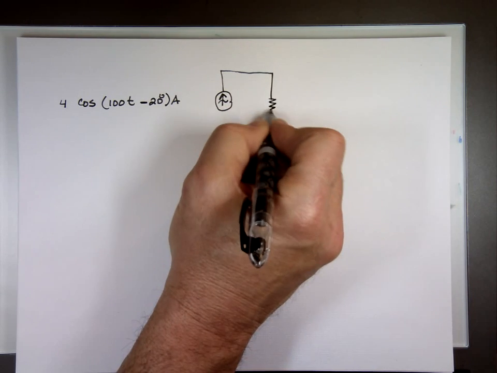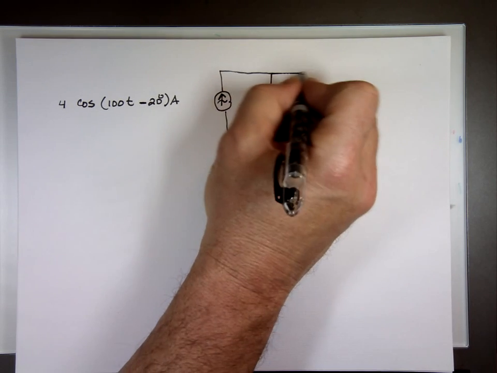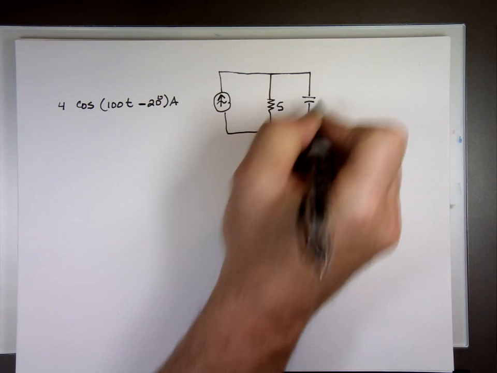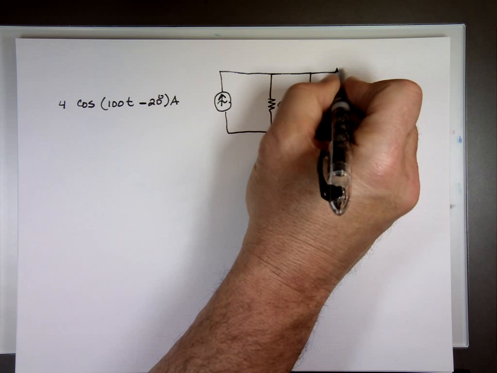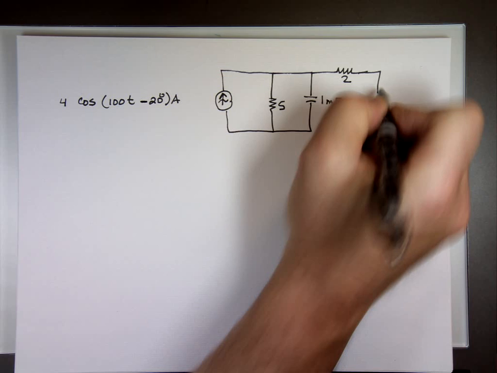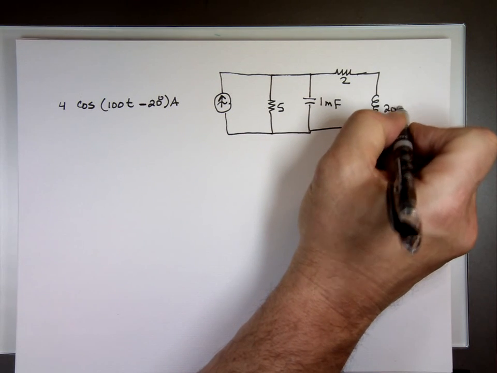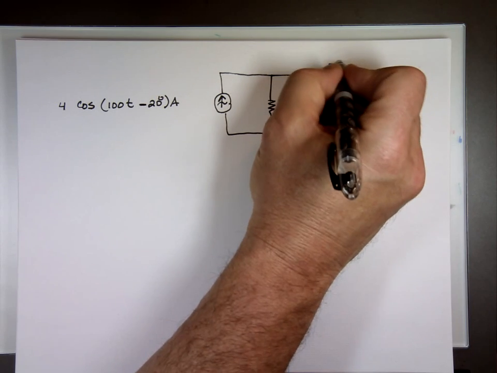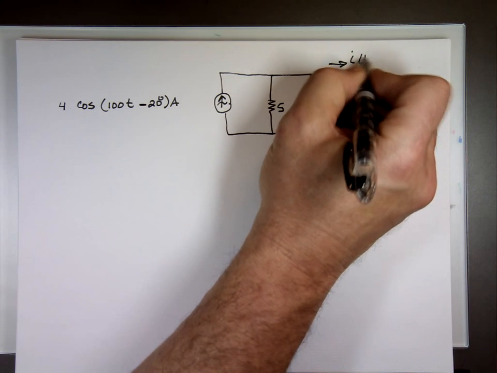We have a resistor of 5 ohms. We have a capacitor of 1 millifarad. We have a resistor of 2 ohms here. And we have an inductor of 20 millihenry. And the question: can you find the current through that 2 ohm resistor as a function of time?